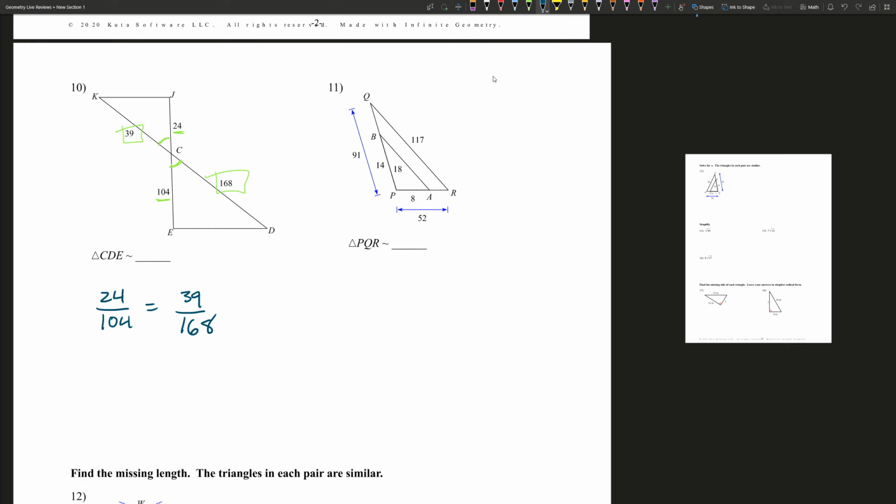So 24 over 104, that's like 0.2307 something something something. And then 39 divided by 168. They're not quite equal. So these are not equal to one another. Therefore, they are not proportional. So I just say not proportional.